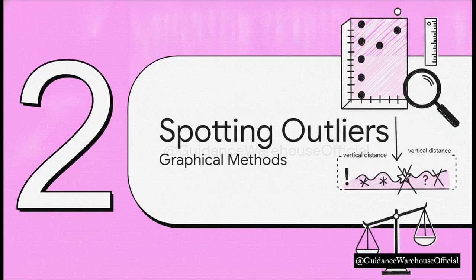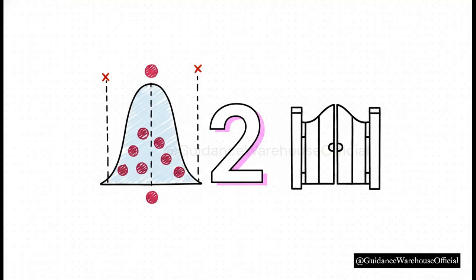Section 2. Spotting outliers graphically. So you might be wondering, okay, I get the vertical distance thing, but how far is too far? Are we just eyeballing it? Absolutely not. In statistics, we don't just guess, we have a rule. And that magic mathematical rule of thumb all comes down to the number 2. Exactly 2 standard deviations. If a point is sitting further than 2 standard deviations above or below that line of best fit, boom, we flag it as an outlier.